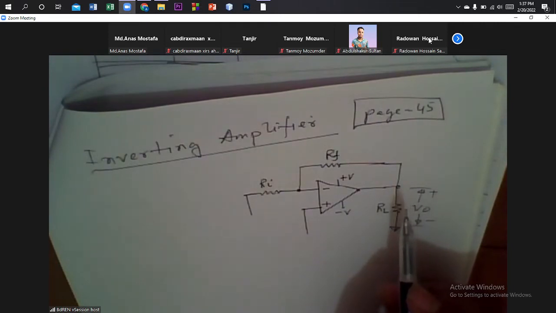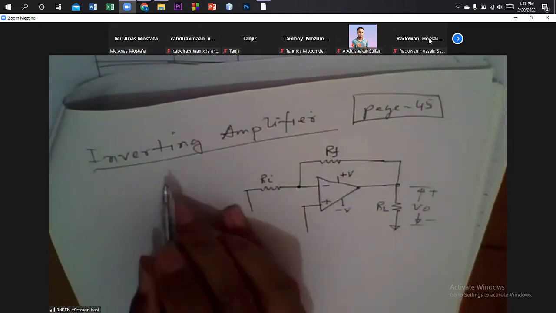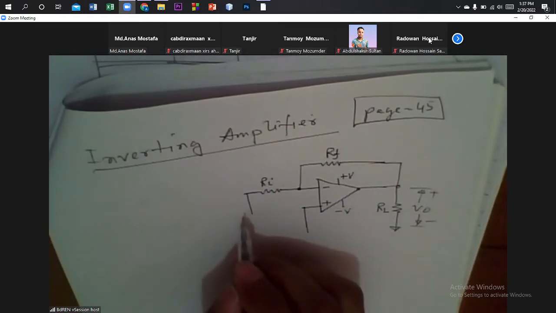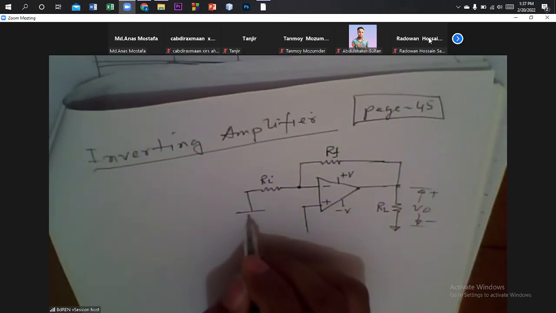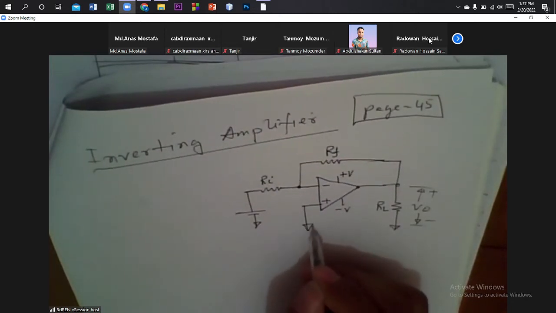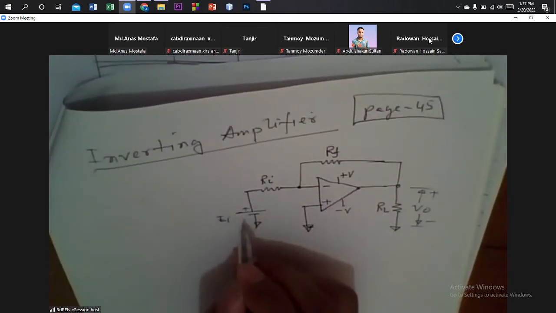Where shall we connect the input voltage? At the inverting terminal, sir. Good, inverting. We shall connect the input voltage at the inverting terminal because this is an inverting amplifier. So this is our DC voltage, say EI, and this will be grounded. So this is EI.